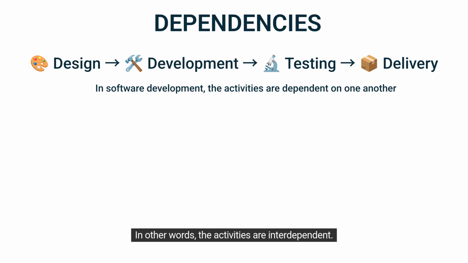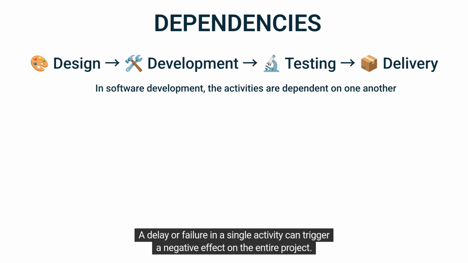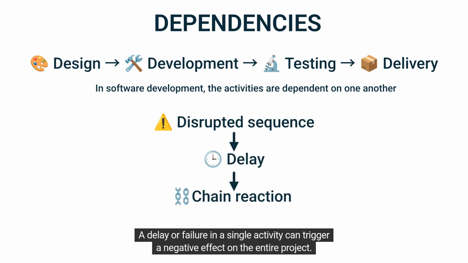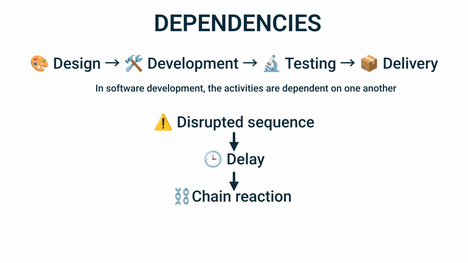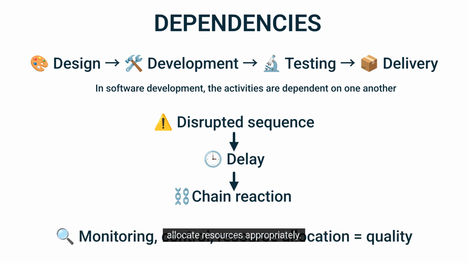In other words, the activities are interdependent. A delay or failure in a single activity can trigger a negative effect on the entire project. To avoid this, we use dependency diagrams, monitor and control the implementation of each activity, and allocate resources appropriately. These kinds of actions help ensure the quality of the project. Tracking dependencies is part of risk management.